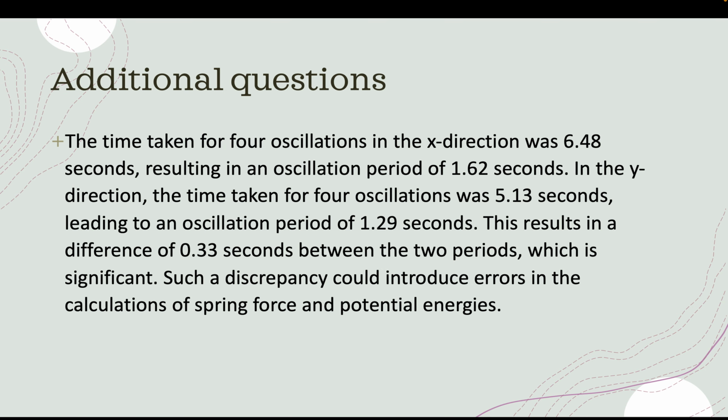Additional questions. The time taken for 4 oscillations in the x direction was 6.48 seconds, resulting in an oscillation period of 1.62 seconds. In the y direction, the time taken for 4 oscillations was 5.13 seconds, leading to an oscillation period of 1.29 seconds. That results in a difference of 0.33 seconds between the two periods, which is significant. Such a discrepancy could introduce errors in the calculations of spring force and potential energy.